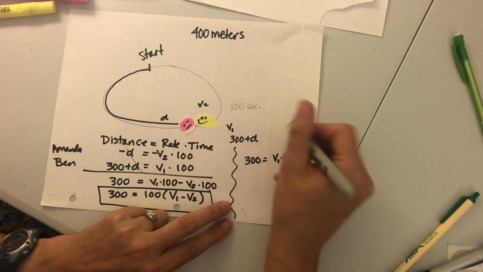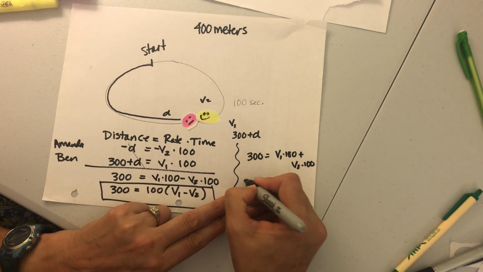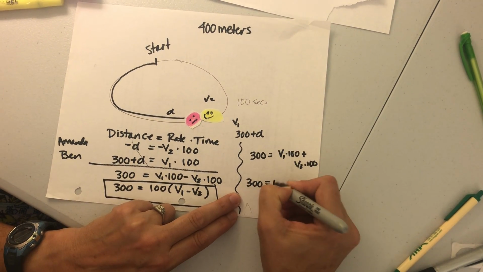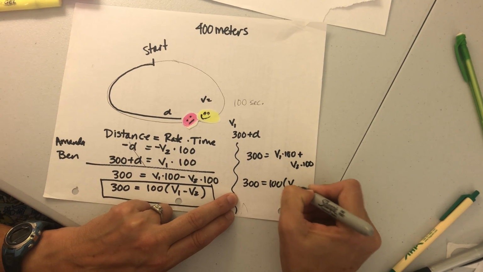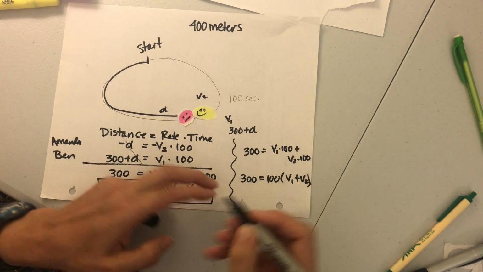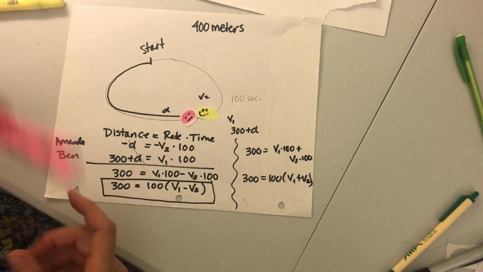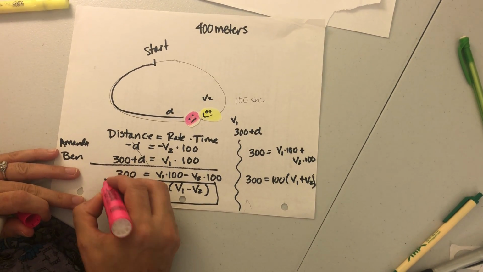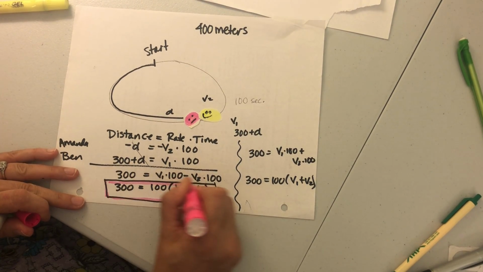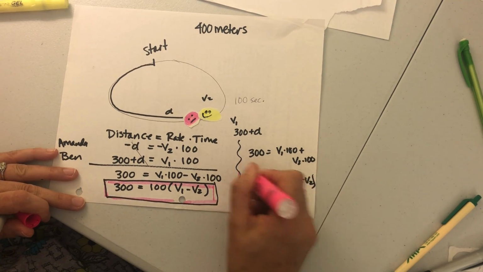Okay, so when they're running away from each other, this equation is actually a tiny bit easier. Factor out the 100, we've got V1 plus V2. All right, so here are our two equations, and then we can solve that system and figure out the speeds of both runners.